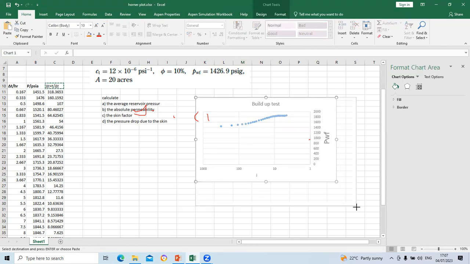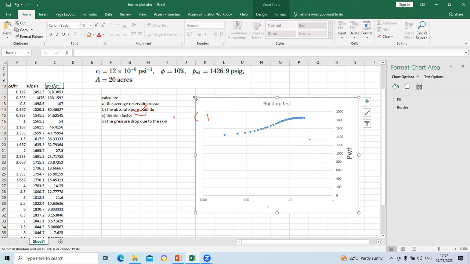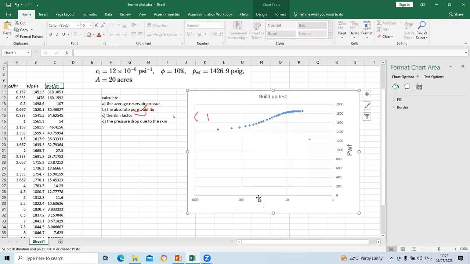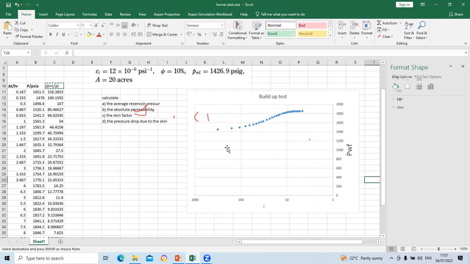We have the graph in the shape that we want. So we want to identify our transient flow period. I could also reduce the scale of this. Maybe it goes right up there. Anyway, let's leave it like that. So we could now identify our transient flow period.